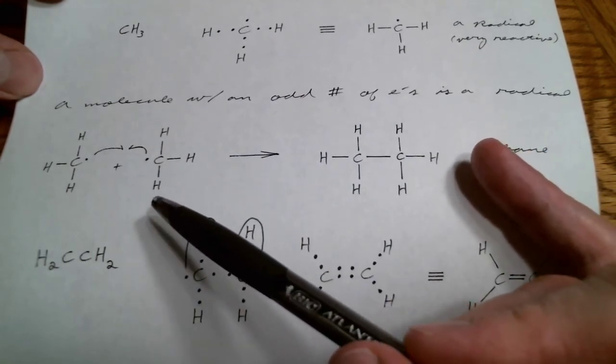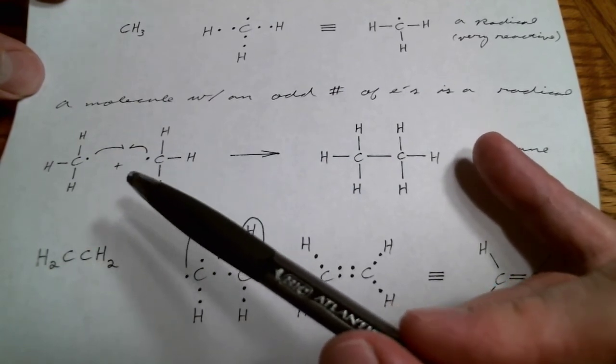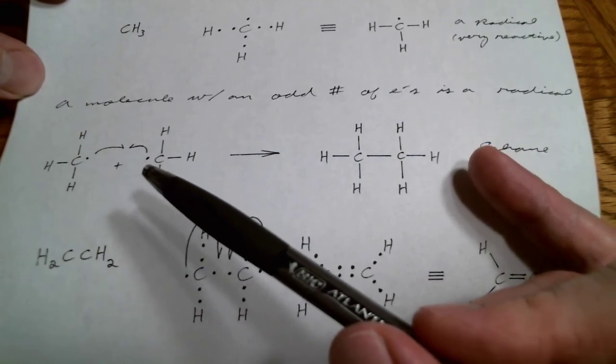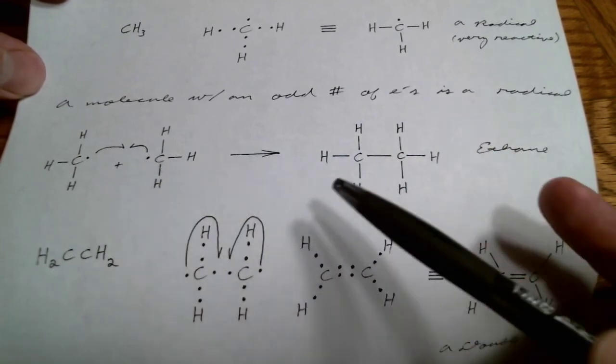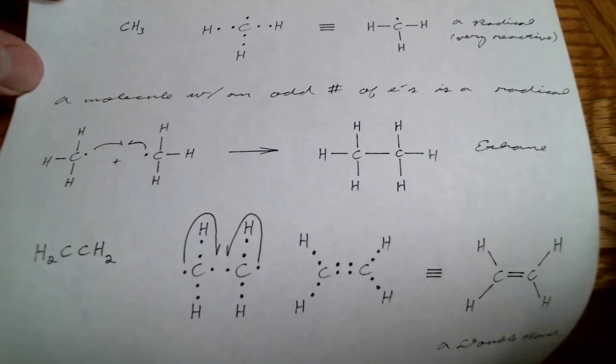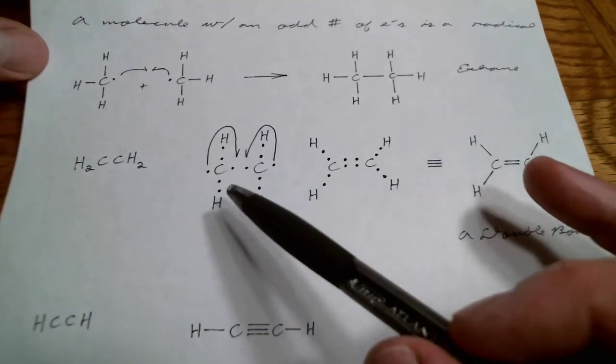You could even think of reacting a couple of methyl radicals to form a bond, as we have symbolized with these single-headed arrows coming together, and we've combined 2 methyl radicals to form ethane. And we'll talk about naming basic hydrocarbon molecules here soon.